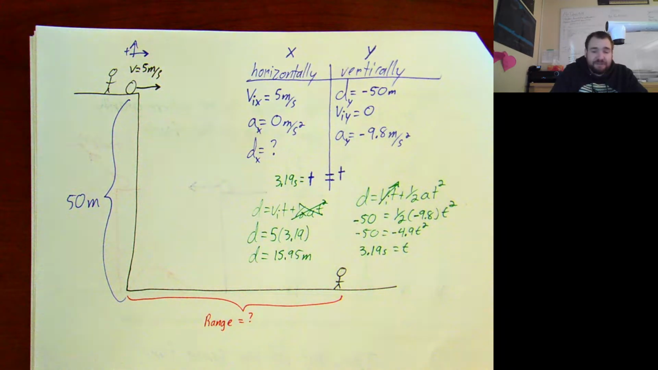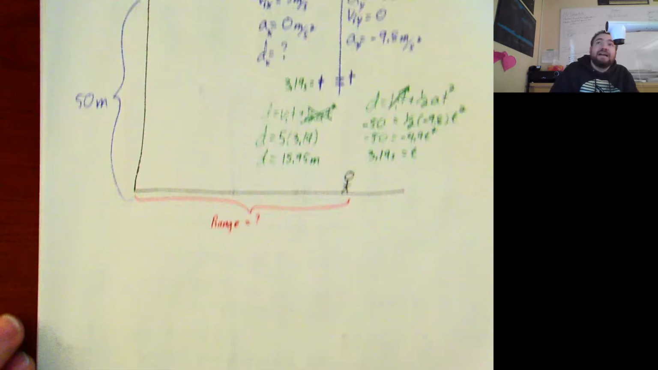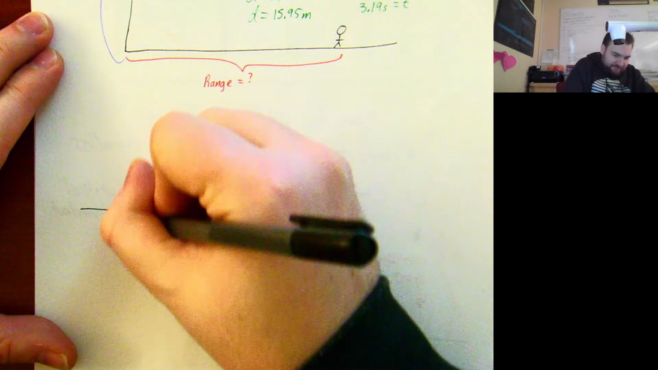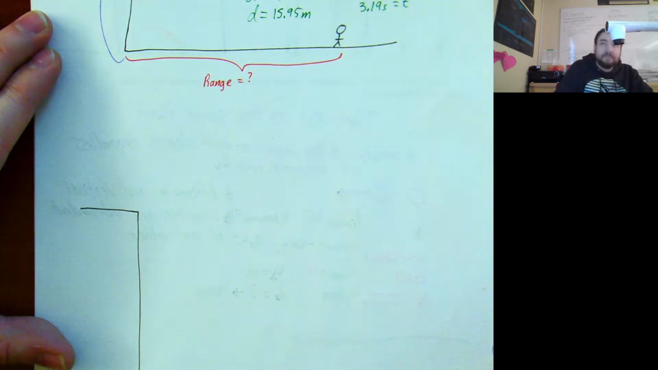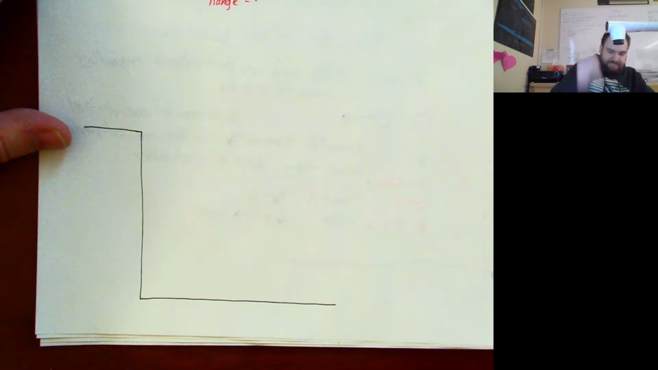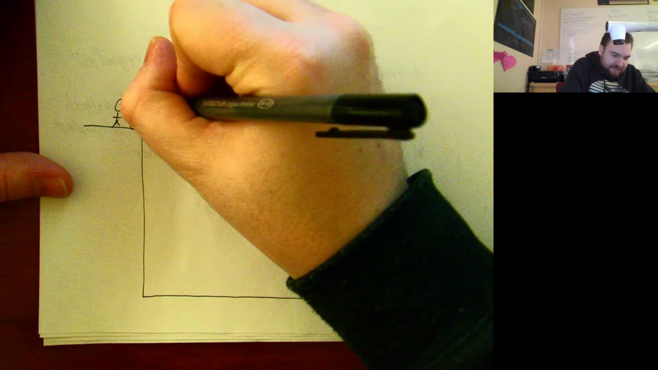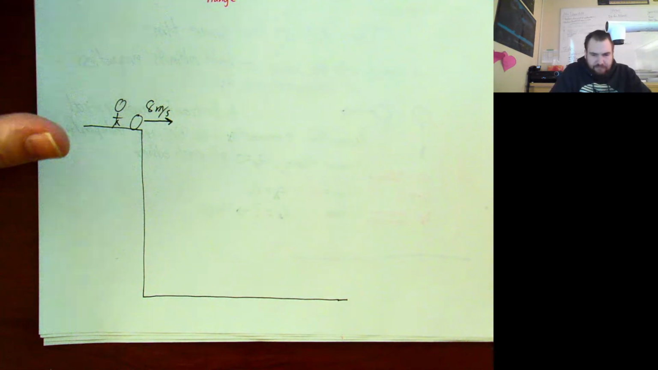Relatively. Questions, comments, concerns about any of this? Okay, cool. Let's do another one. Another kind of example for a problem like this. You're on top of a building again. Here's you on top of a building with an object that you're going to launch with a horizontal velocity of 8 meters per second.